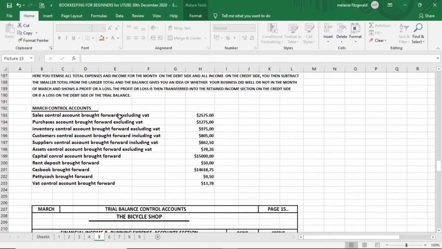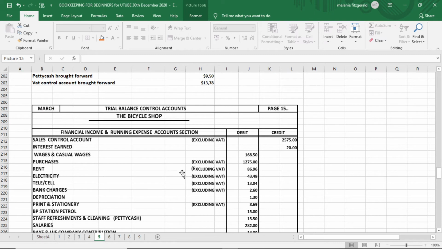All right, so remember the month of March, we had all these control accounts, all these accounts we did in the month of March. Remember the sales control account, the purchases control account, the inventory, the customers, the suppliers, the assets, the capital, the rent deposit, the cash book, the petty cash, and finally the VAT control account. All those balances, all those figures we're going to bring into the trial balance.